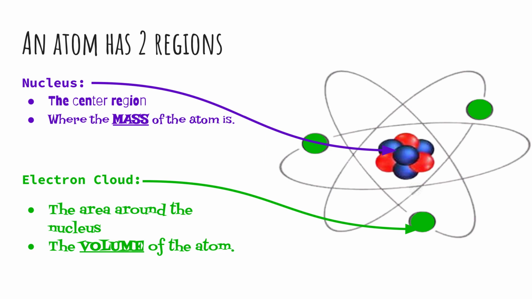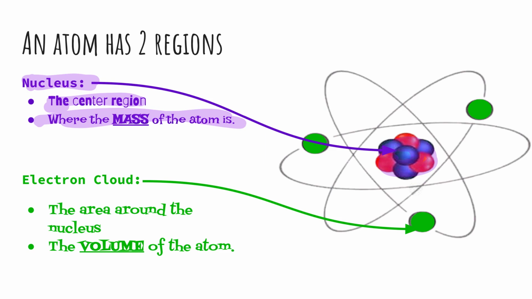So an atom has two regions. The nucleus is the center of the atom over here. And I'm using purple because red and blue make purple. It's where your mass is. The nucleus is the mass of the atom. It's this tiny thing in the center of the atom that has all of the mass of the atom.